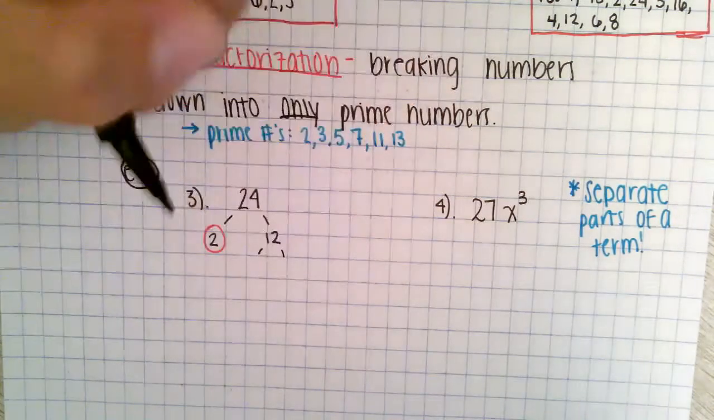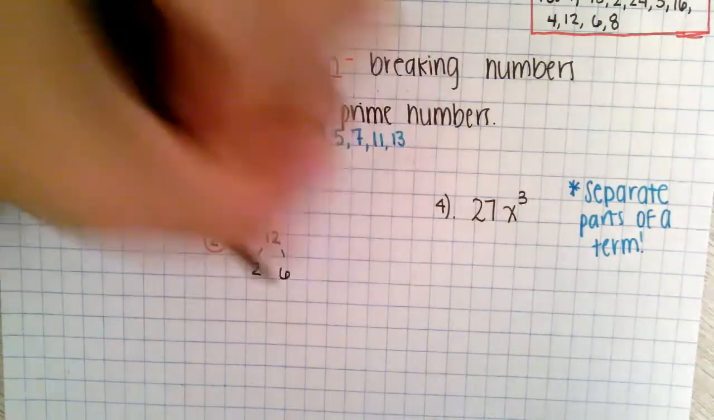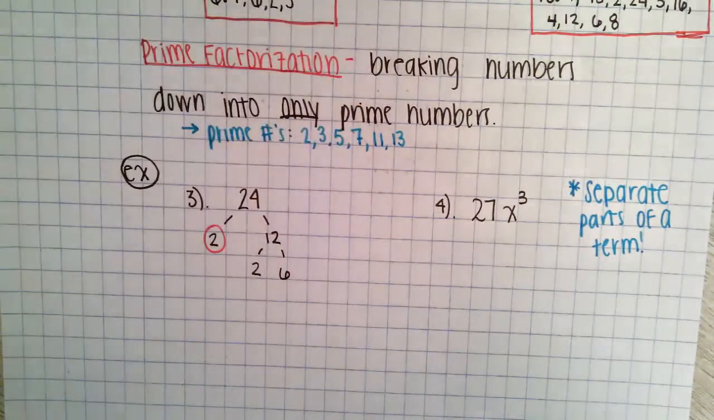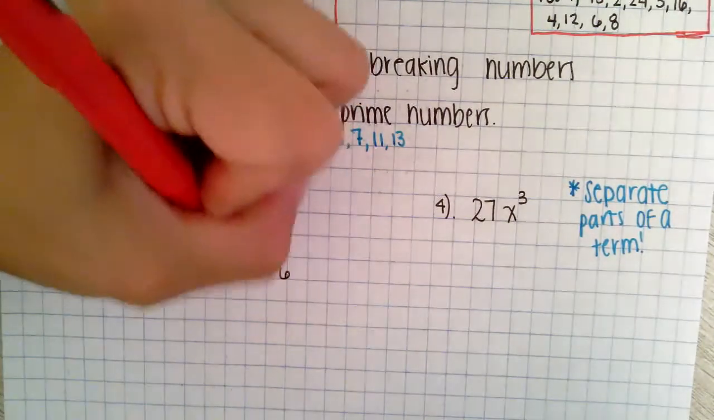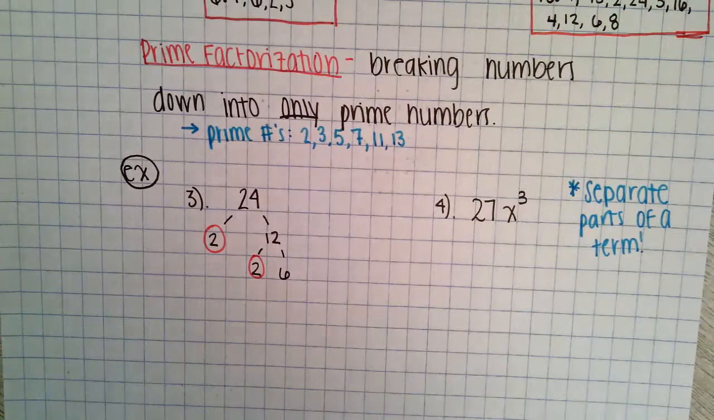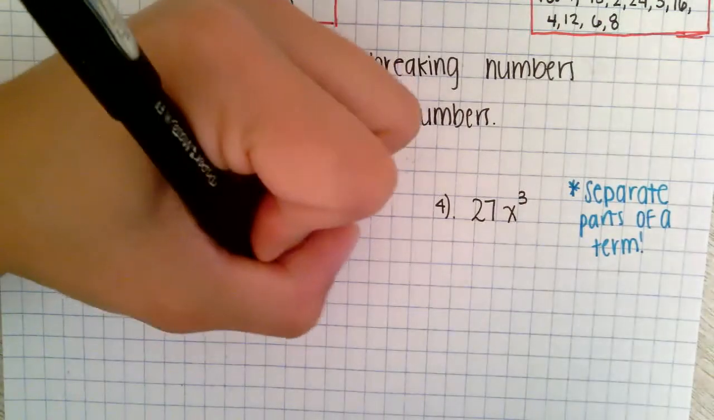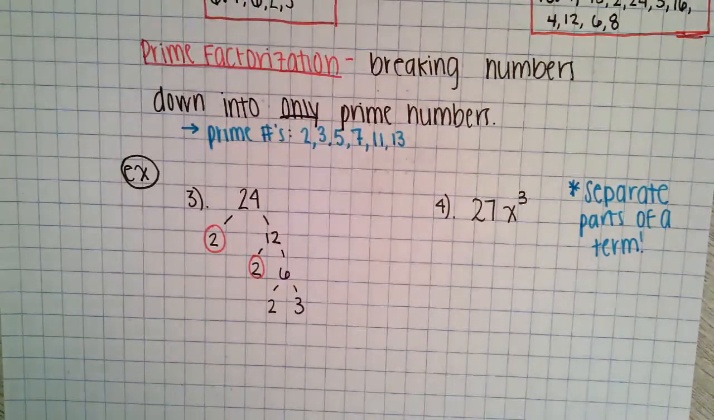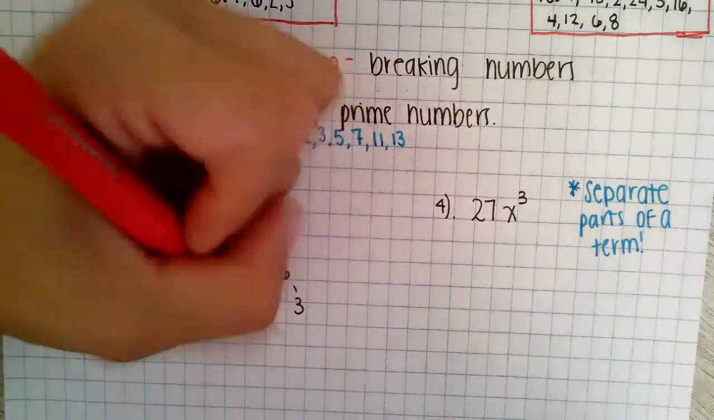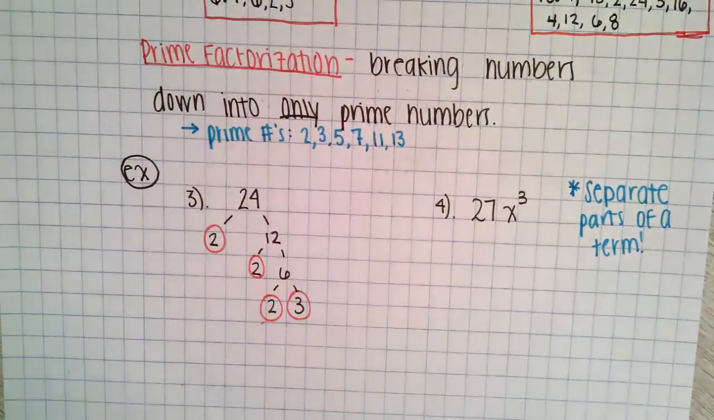And I'm going to keep going. 2 times 6 would give me 12. 2 is a prime number, it's frozen right now. And 2 times 3 would give me 6. 2 and 3, those are both prime numbers. So now I've got all my prime numbers.